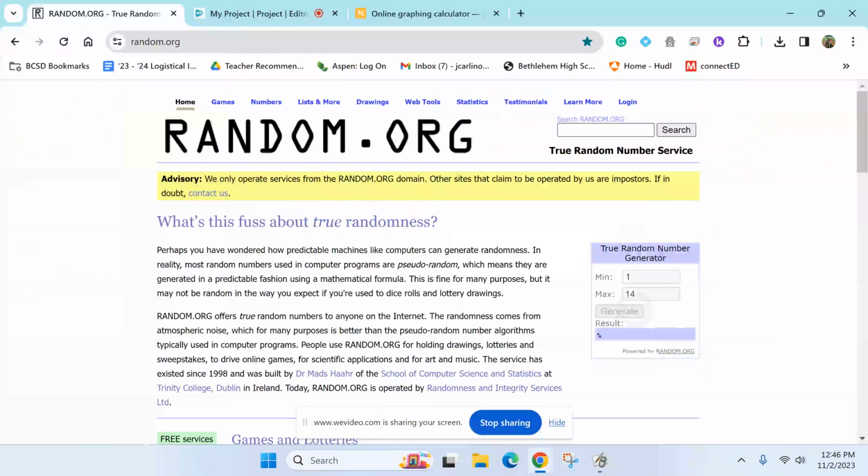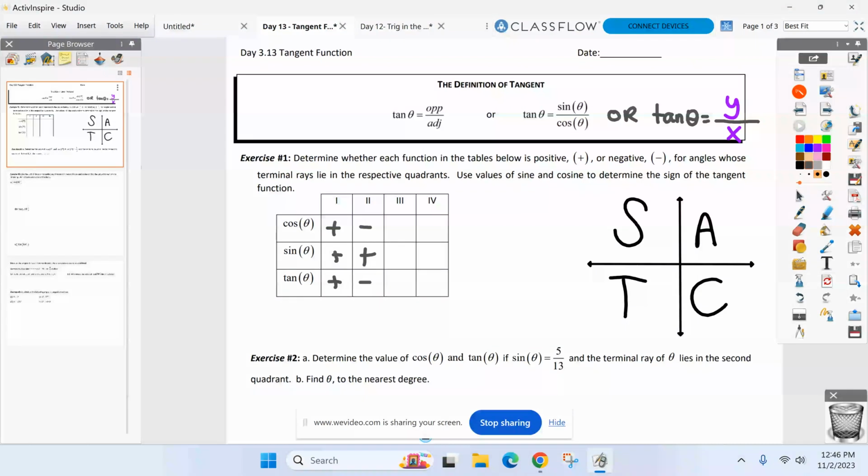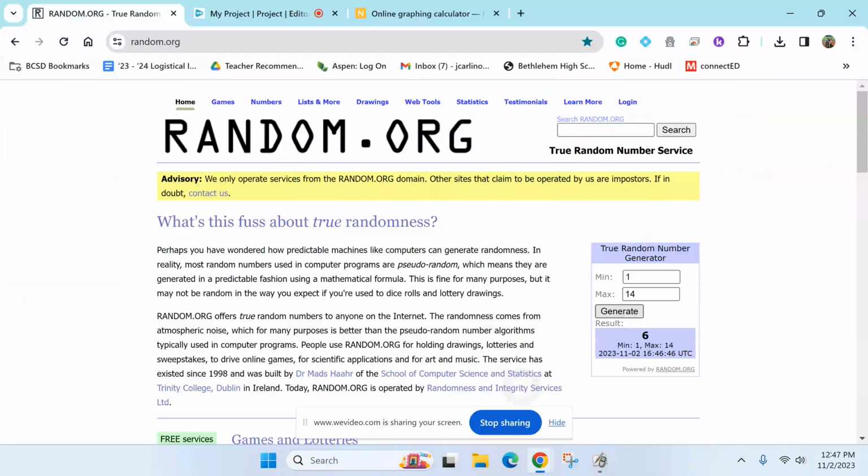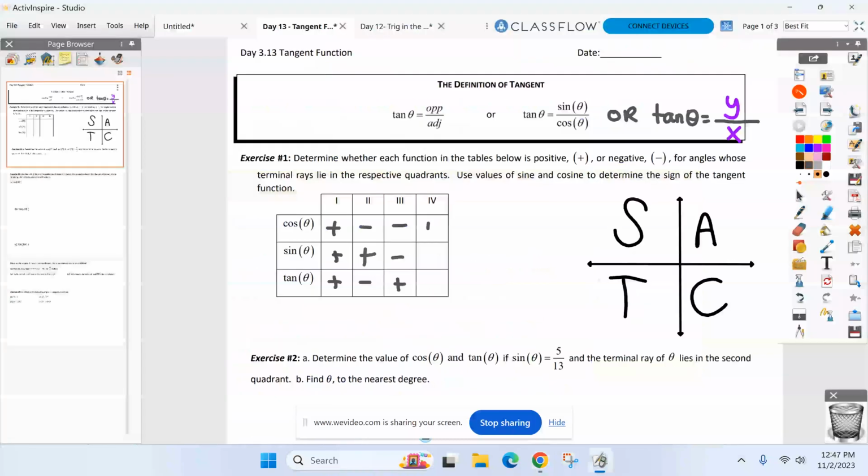What's positive in quadrant 3 here? Ethan, what's positive in quadrant 3? Tangent. So tangent's positive. Everything else negative. And what about the fourth quadrant? Grant, what's positive in the fourth? Cosine. Everything else, guys, is negative. Know what quadrant you're in.